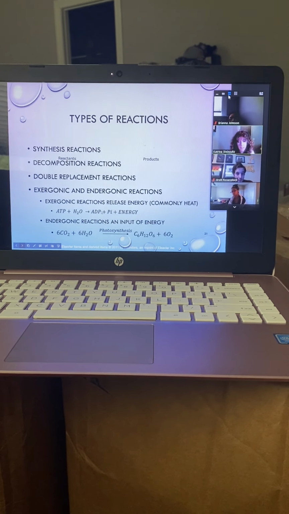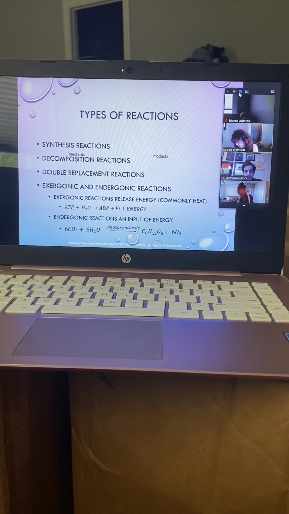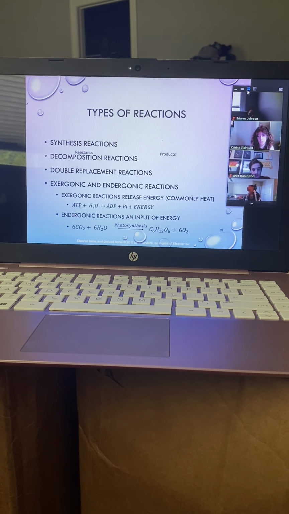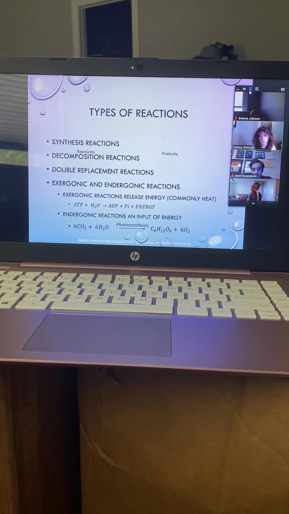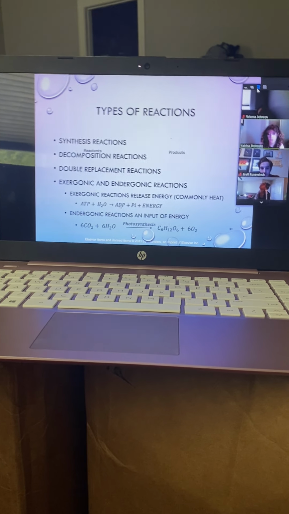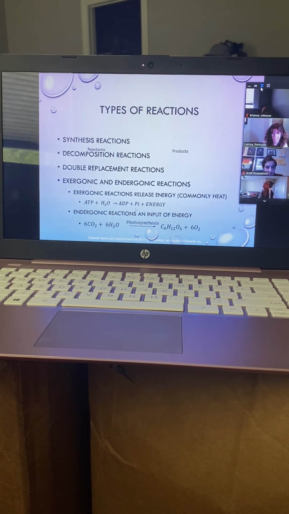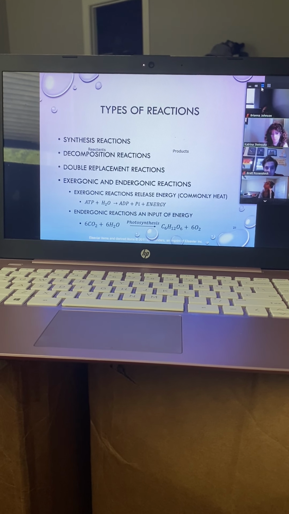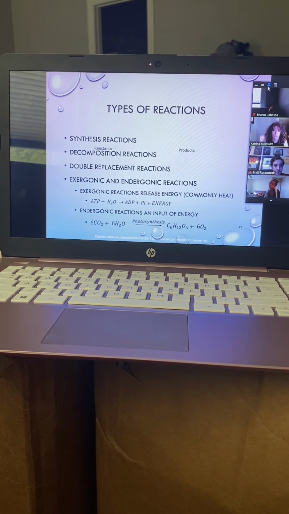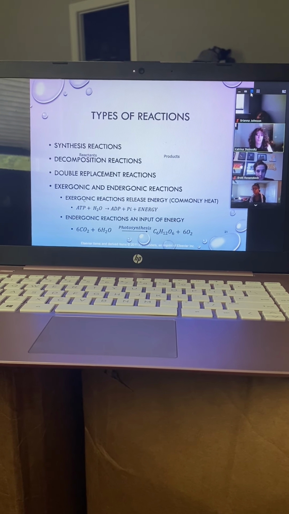So exergonic reactions, here's one. ATP, adenosine triphosphate, is a compound that your body uses for energy. Add that with water, and then that'll break down into ADP, adenosine diphosphate, plus a lonely phosphate, but it releases energy. So without ATP, I can't do this. I can't raise the roof or do the Arsenio or whatever. So I can't do any of that.